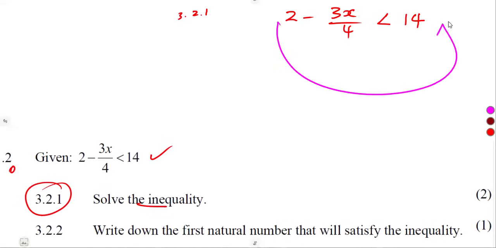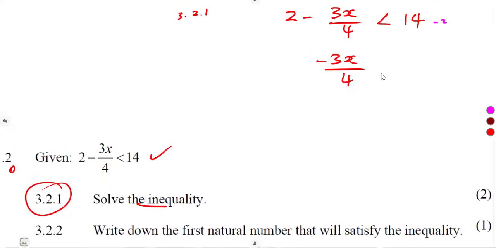Just take the 2 to the other side. It is going to be a negative there. So minus 3x over 4 is less than 14 minus 2, which is 12. Remember, 12 is the same as 12 over 1, so you can even cross multiply. 1 multiplies this side, that's minus 3x is less than; the 4 is going to multiply this side. 12 times 4 is going to give us 48.